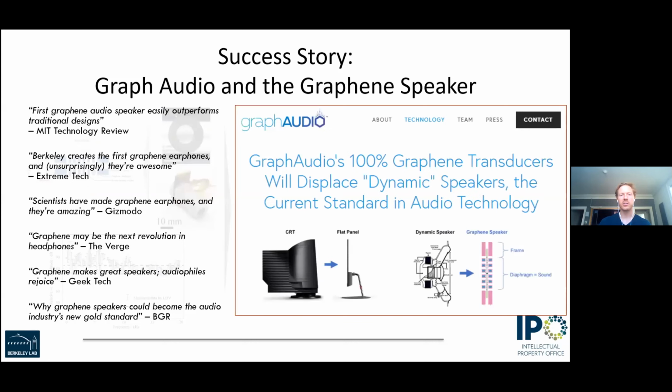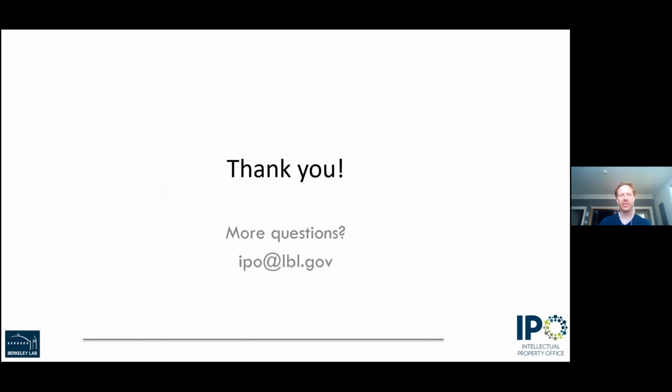And we were able to turn that into a license with a company called Graph Audio. And Graph Audio is out there marketing this technology, presenting at CES in Las Vegas, getting a lot of rave reviews, raising money, and is intending to enter production soon. So that is the success story and the summary of both patents and copyrights and IP generally, and why Berkeley Lab engages in tech transfer the way we do. So with that, if there are any questions, I'm happy to take a couple. If not, I will pass it off to, I believe, Virginia.